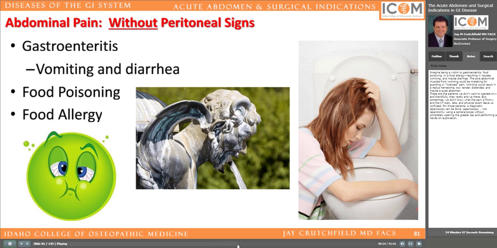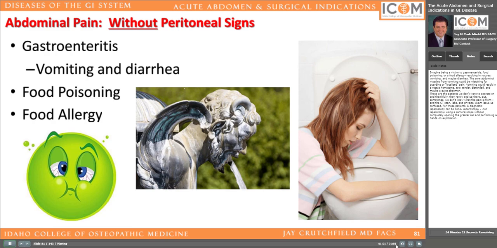But sometimes we can't know for sure what the pain is from, and the CT scan, the labs, and physical exam, as well as the history, just leave us confused. For those patients, a diagnostic laparoscopy can be done. That's laparoscopy, not a laparotomy. Laparoscopy is using a camera or a scope without completely opening the greater sac of the abdomen and performing a hands-on exploration.